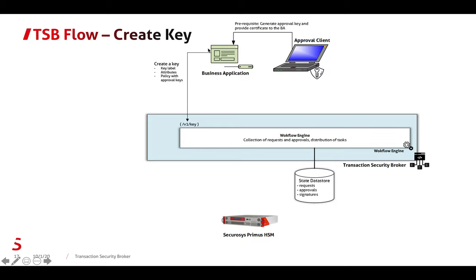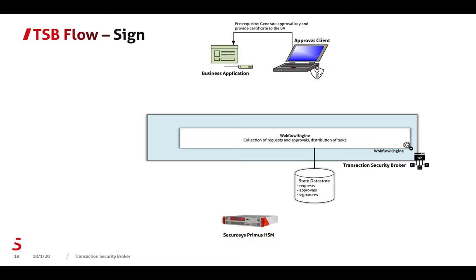So the business application will start by sending a request to create a key to the workflow engine with the key label, which will then be used to reference the key, with some basic attributes, like whether it's exportable or whether it's a Bitcoin key and so on, and then the policy itself with the approval public keys. The workflow engine, or the TSB, then sends a request to the HSM, where it translates these attributes and policies for the HSM, where the key is created, after which the TSB retrieves signed key attributes and returns them back to the business application. And all of this is synchronous. All of this happens within one call.